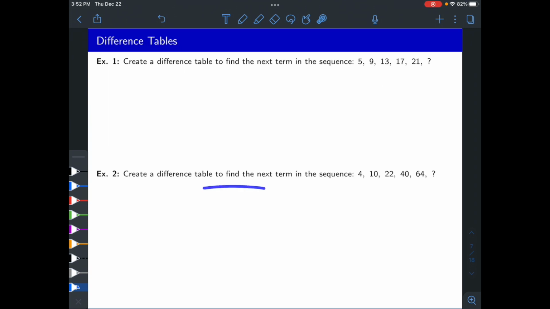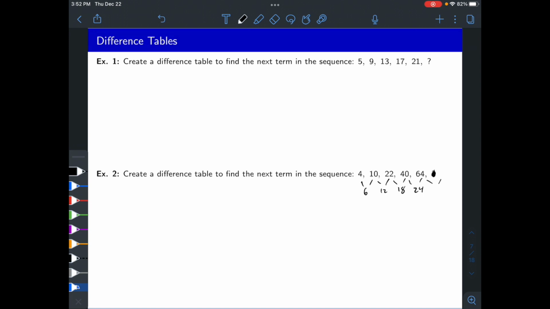Let's create a difference table to find the next term in this sequence: 4, 10, 22, 40, 64. So here, the difference between 4 and 10 goes up by 6. 10 and 22 goes up by 12. 22 to 40, we're going up by 18. 40 to 64, we're going up by 24.